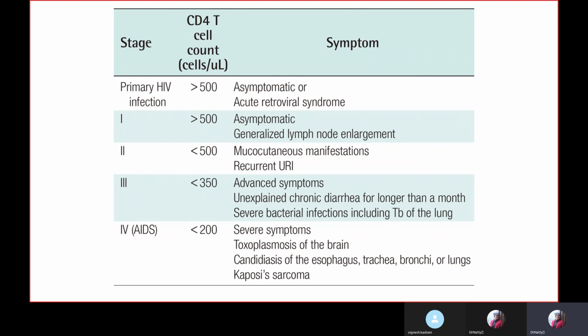The patient will have advanced symptoms. The patient will have unexplained diarrhea, and unexplained weight loss of more than 10 kg. Then it might even lead to bacterial infections including tuberculosis. Then finally the patient goes into the AIDS complex, where there are severe symptoms which include many candidal infections.